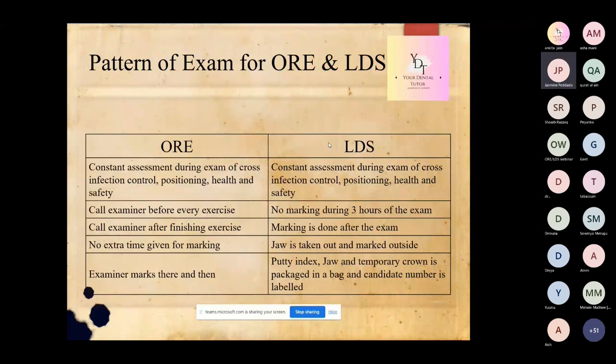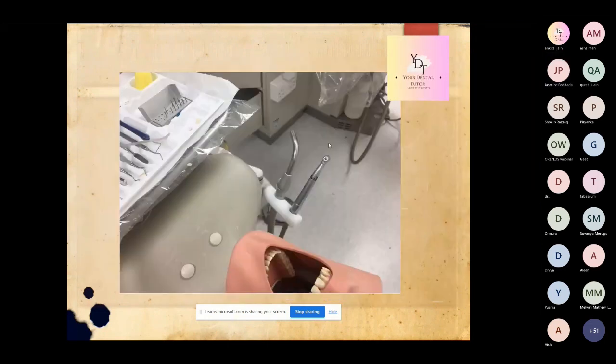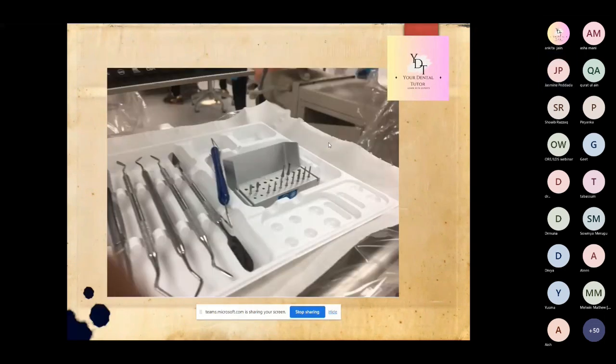Okay, can we go ahead, please? So this is just to show you how the exam center looks. That's how the Queen Mary Manikin lab is. You will essentially be doing your exam in the exact same setup. Can we see another picture, please? That's the mannequin head and set of equipment. So essentially, you'll be working on a setup exactly like this.